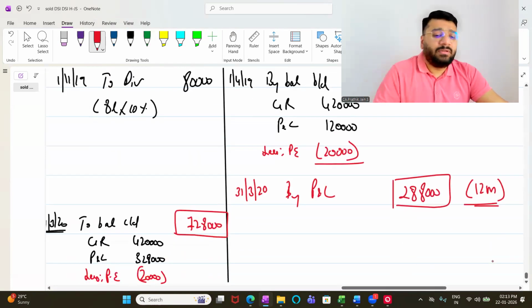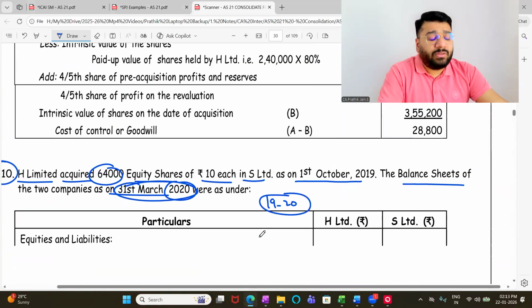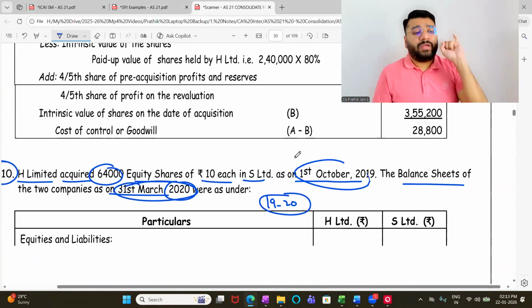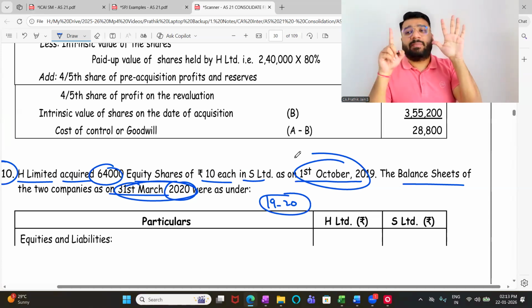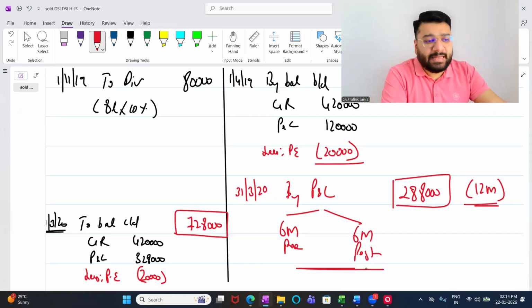Wait and watch. In this, how much is pre, how much is post? The shares were acquired on 1st October. So April, when is the financial year? 1920, no. So April, May, June, July, August, September. September 30, October 1, same. 6 months is pre-profit, 6 months is post-profit. So we have a time adjustment here. Any problem?